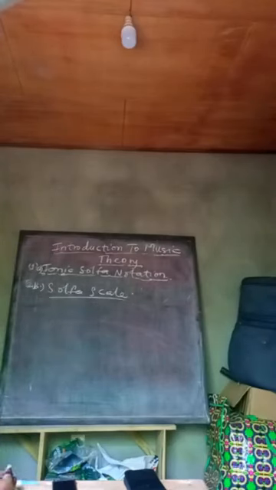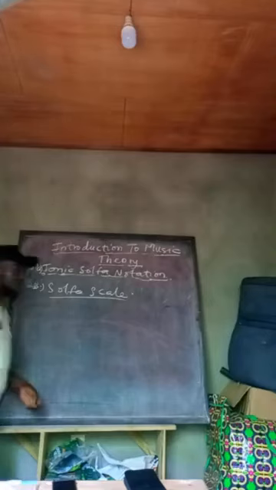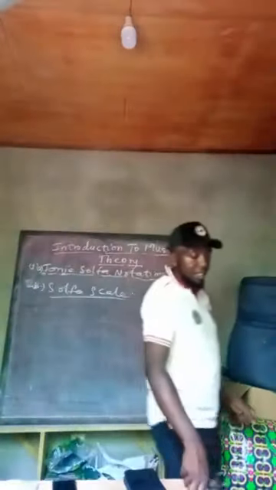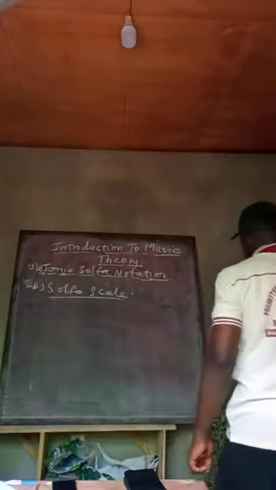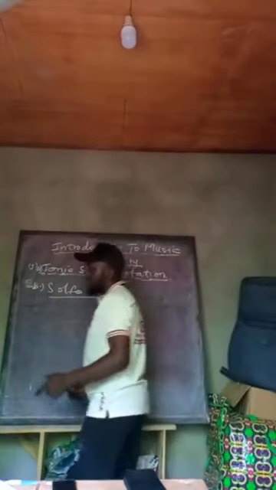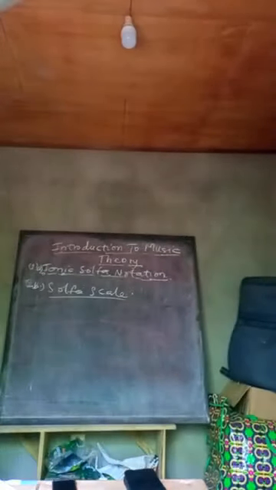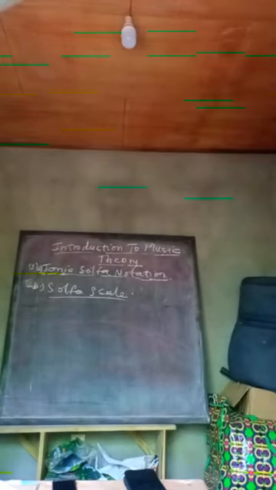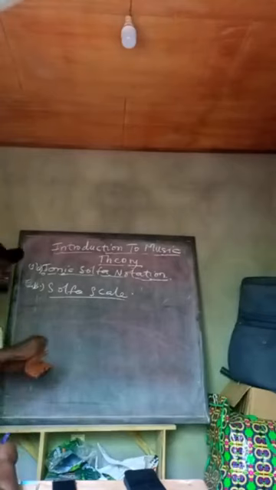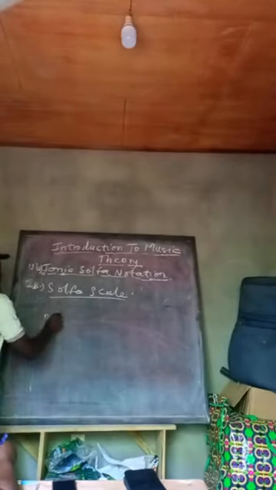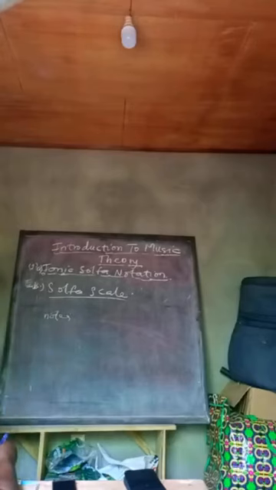The solfa scale is an arrangement of notes. Note is N-O-T. It's an arrangement of notes in ascending order of tones or descending order of tones.